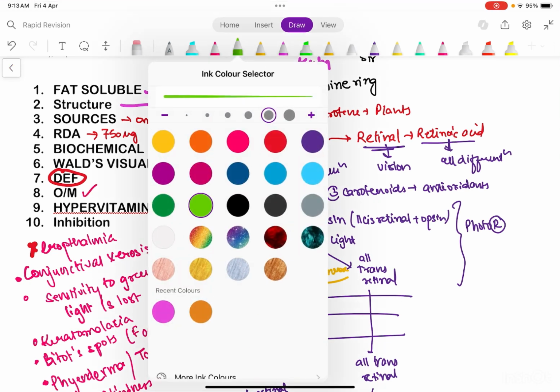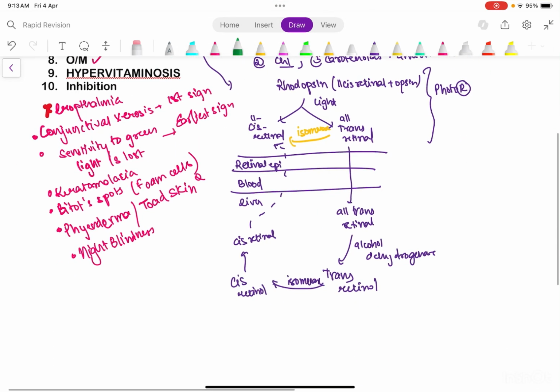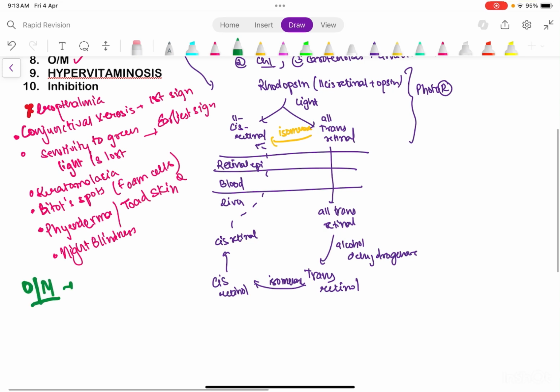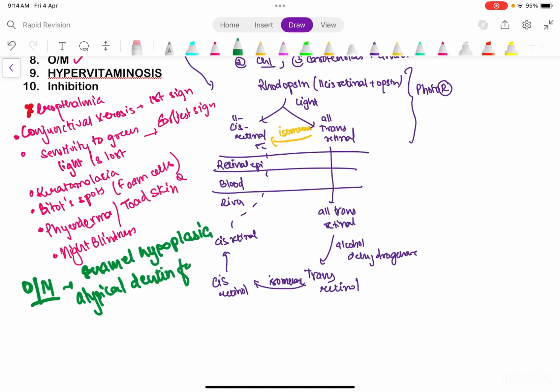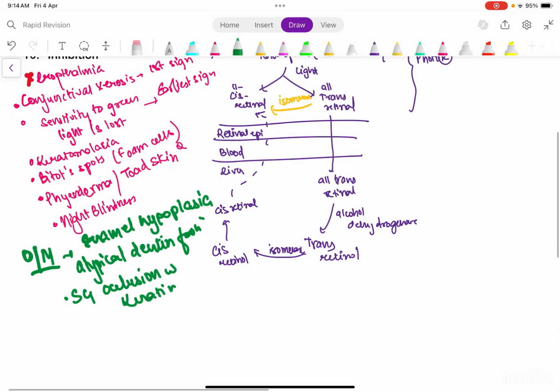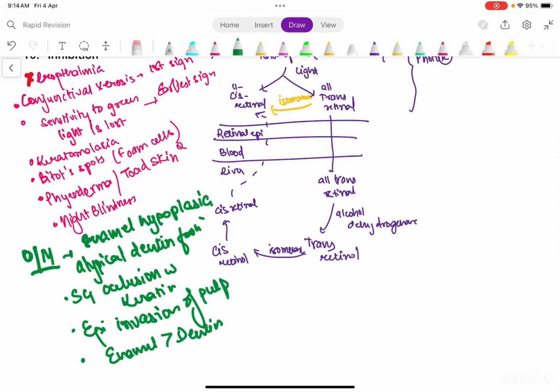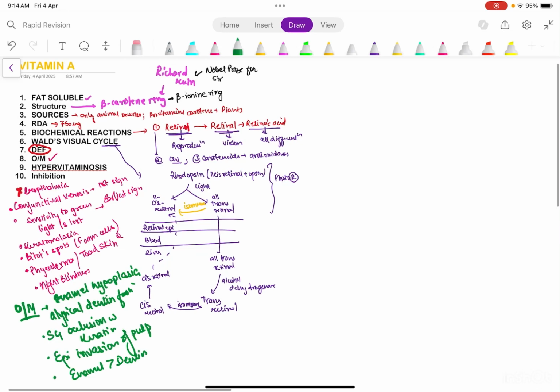All right, then coming on to the oral manifestations. First and foremost you should know is enamel hypoplasia, then atypical dentine formation, then salivary gland occlusion with keratin, then epithelial invasion of pulp. Enamel is affected more than dentin in vitamin A deficiency.